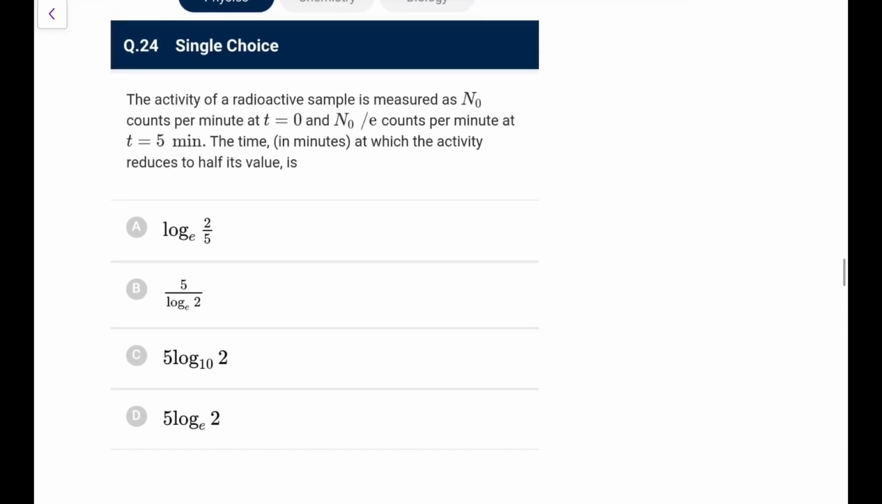The activity of a radioactive sample is measured as N naught per minute at 0 and N naught by e at 5 minutes. The time at which the activity reduces to half its value. Again, this is the question I have taken in that revision video. So it becomes 1 by e in 5 minutes. That means the mean life is 5 minutes. So half life would be, you can directly say, tau ln2, that is 5 ln2, which means 5 log base e 2. So this is option D here. That would be the answer.